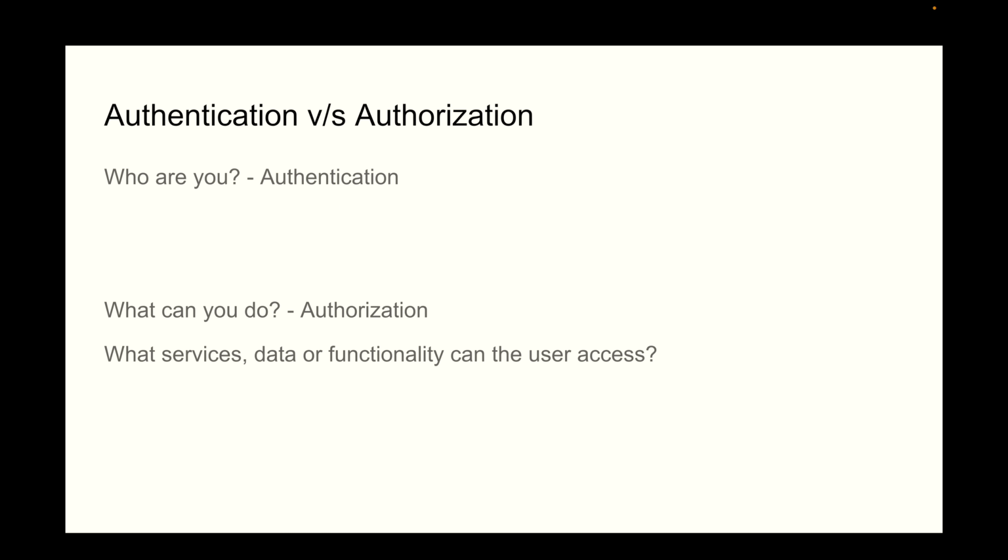So authentication is basically basic information about the user like email ID, profile, address, name, these things. And authorization is basically what the user can do. That means what services, data, or functionality can the user access. Whether the user can write something or if he is only able to read something, whether the user is a normal user or he is an admin. So these kinds of things, that means everything related to access, is related to authorization.